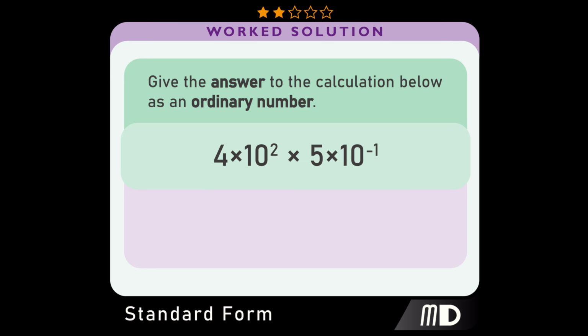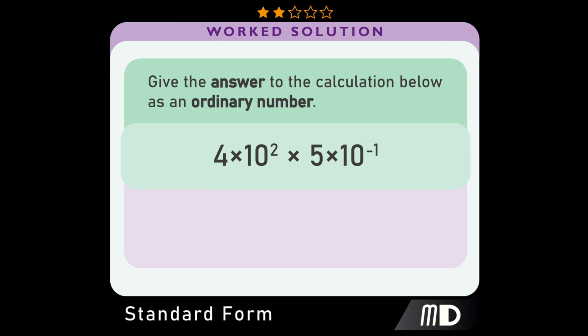Standard form, sometimes called scientific notation, is a way to express very large or very small numbers in a compact and convenient form. It's written as a multiplied by 10 to the power of n, where a is a number greater than or equal to 1 and less than 10, and n is a positive or negative integer.